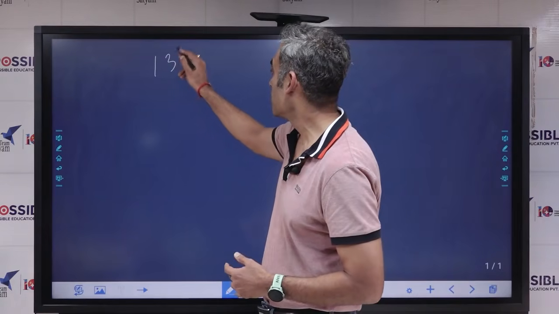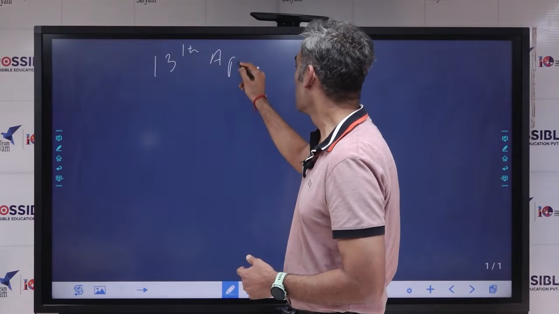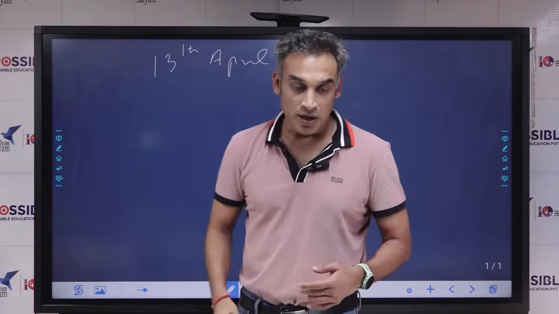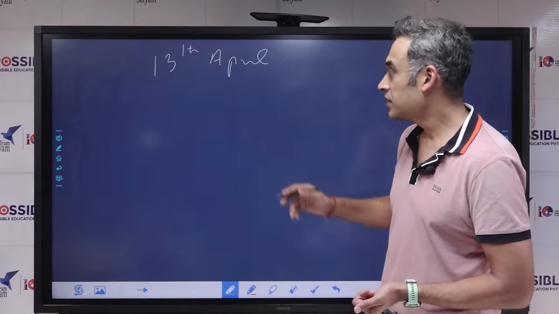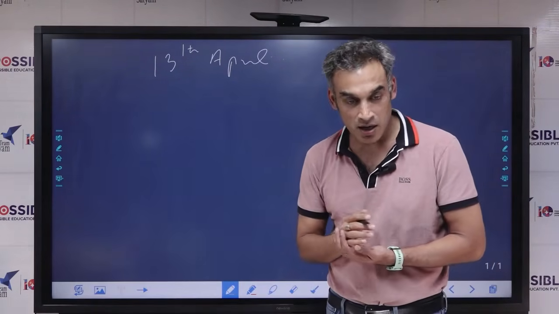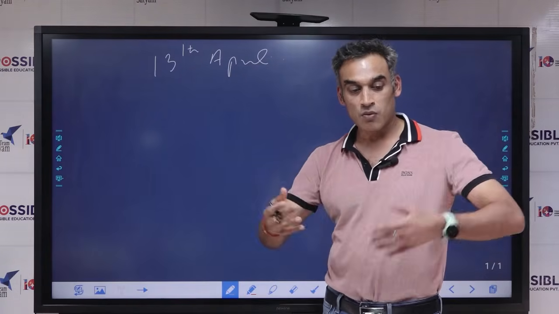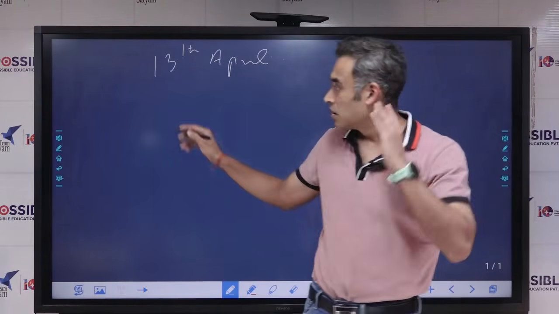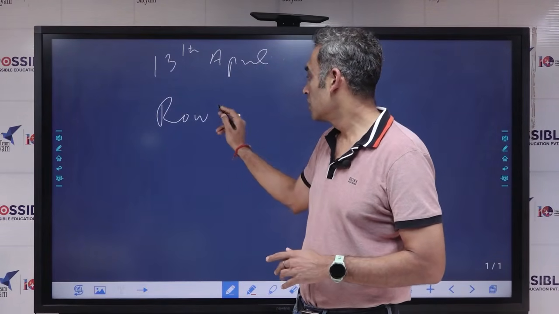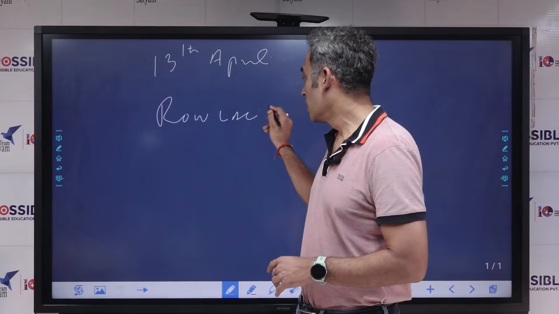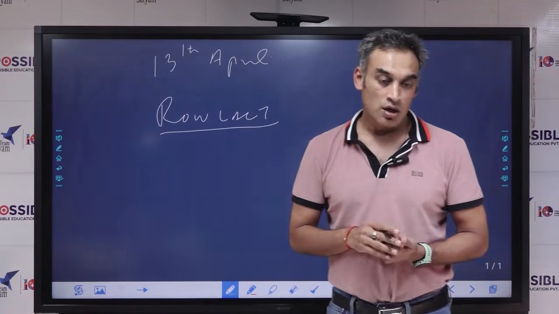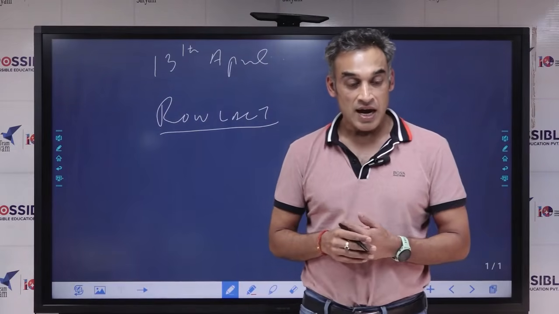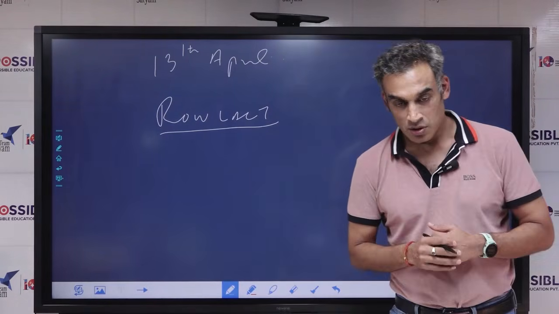Then 13th of April, an important day because of 2 reasons. One is, of course, the Jallianwala Bagh incident. Now, again, what is the history of Jallianwala Bagh? The Rowlatt Act. Okay, the Rowlatt Act. And Rowlatt Act led to the arrest of 2 people, Satyapal and Saifuddin Kitchlew, right?